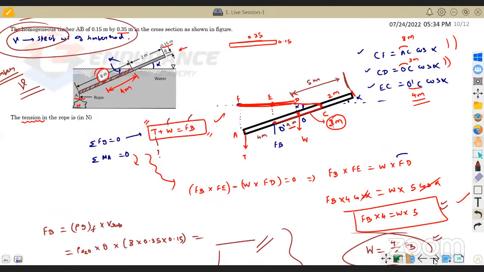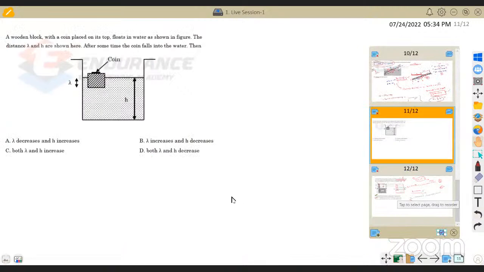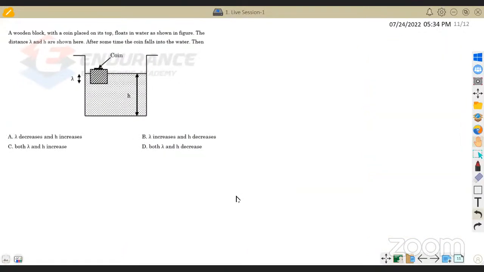Right. Proceeding to the next question. Next, we will discuss one more buoyancy question. Read this question. It's a conceptual question only. Read it and try answering it.